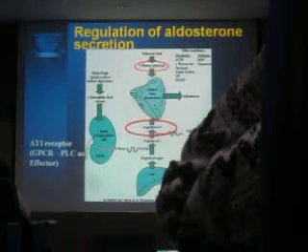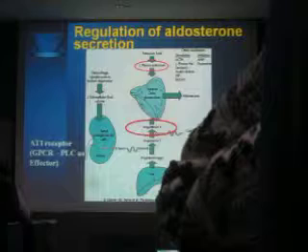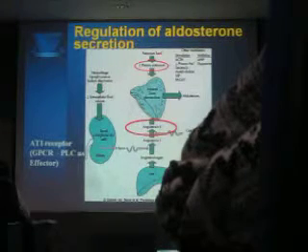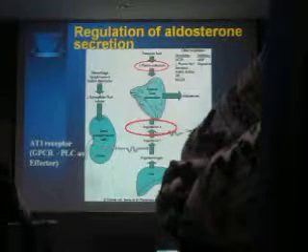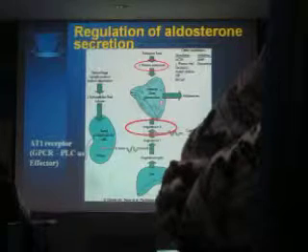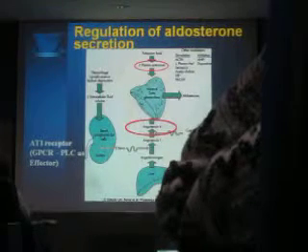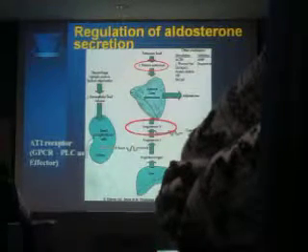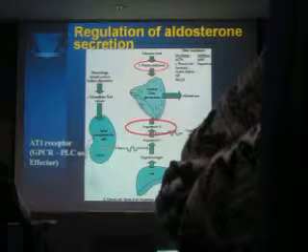Okay. So with your plasma potassium, it's relatively easy enough. You have an increase in potassium load. This increases your plasma potassium. This causes depolarization here in your zona glomerulosa, which causes an increased synthesis and secretion of aldosterone.